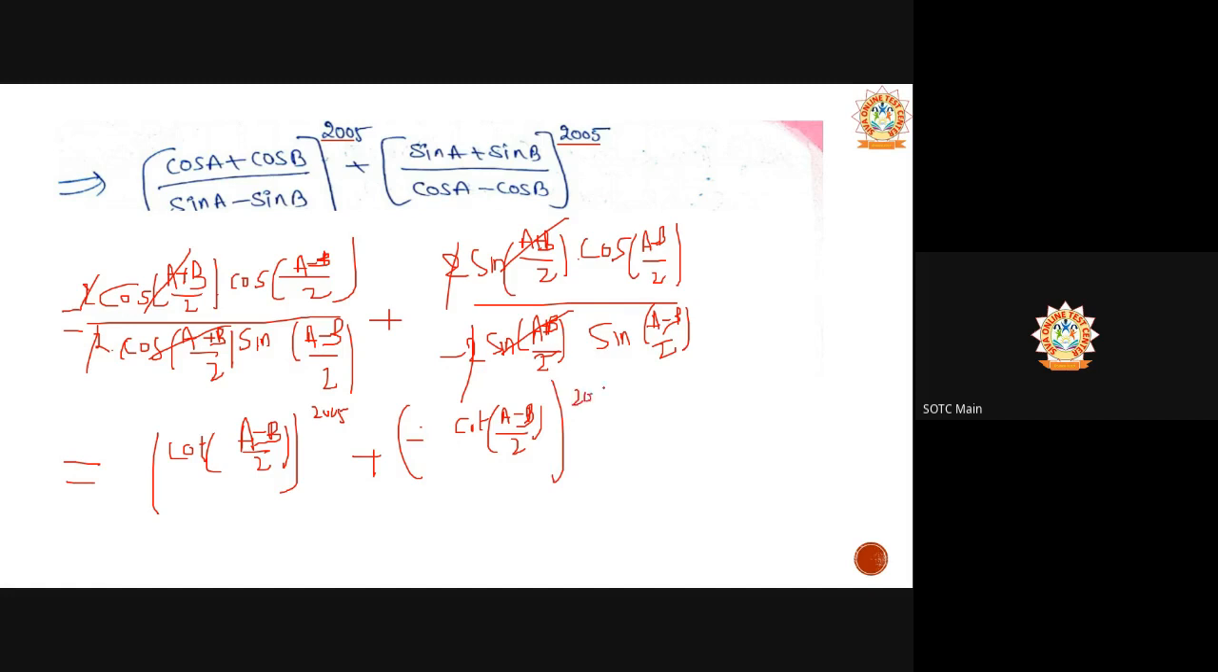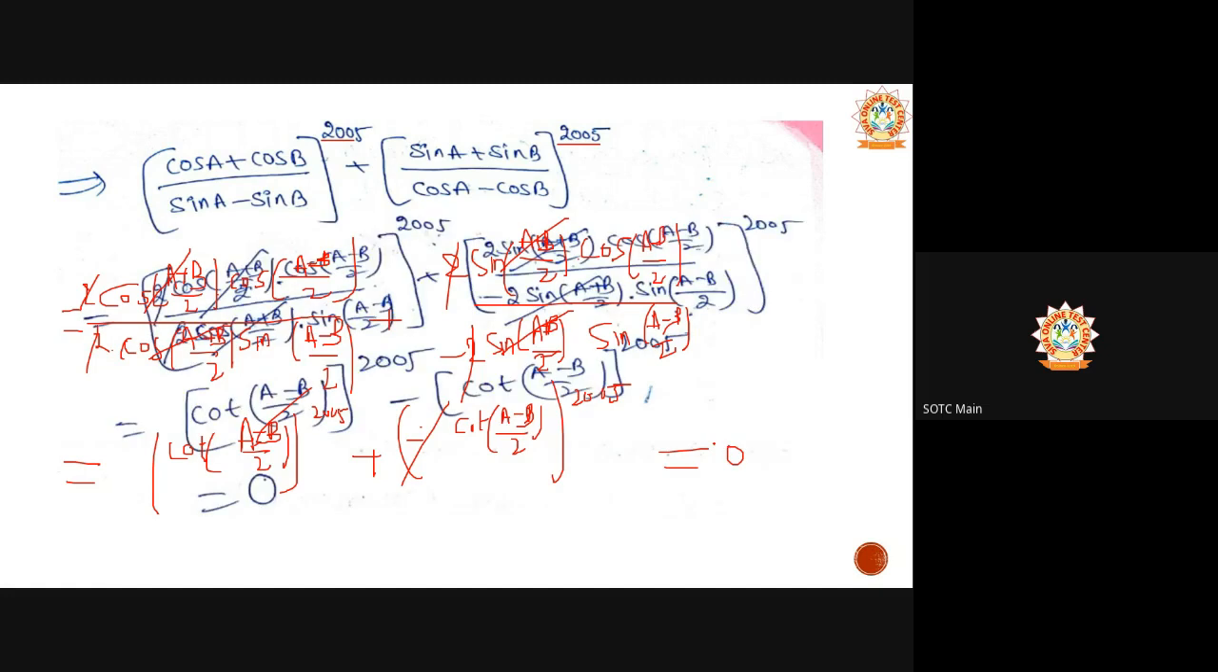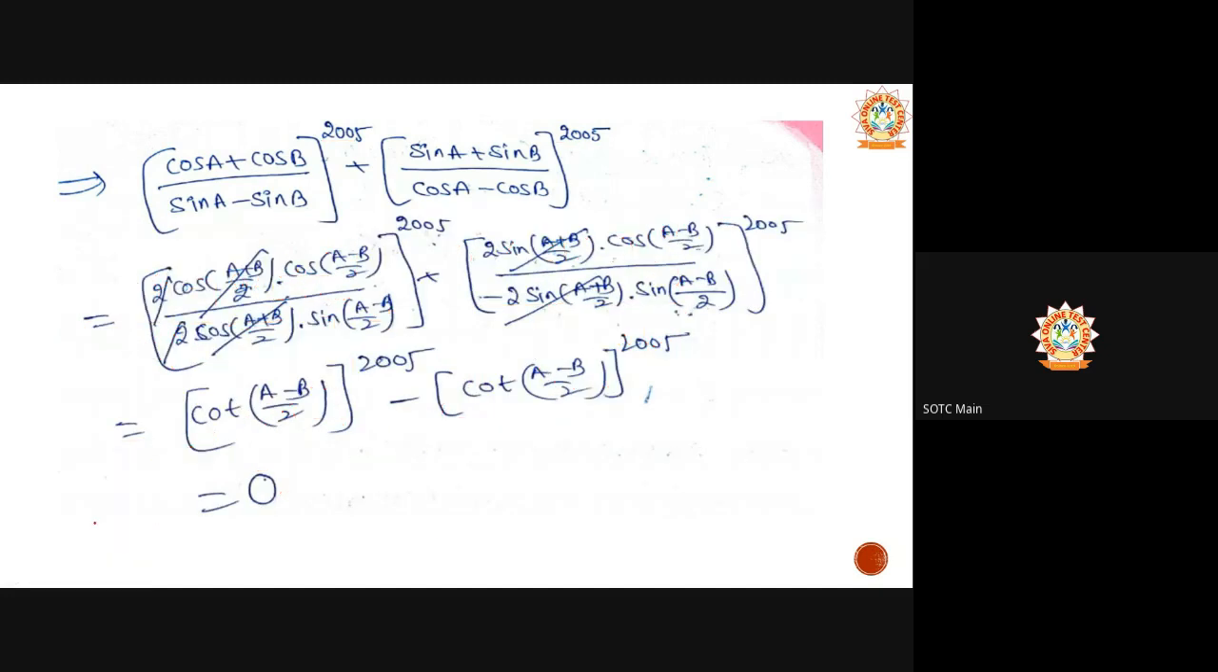Tell me what is the answer. 0. Very good. Because this is an odd power, it will result in a negative value. So same value with negative, both will get cancelled. Your answer is simply 0. Clear? Yes, sir.